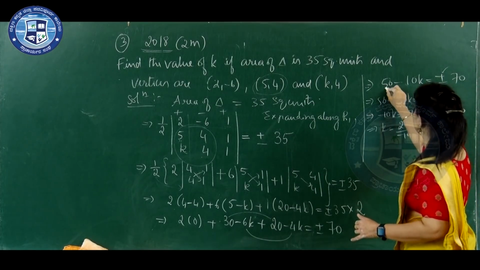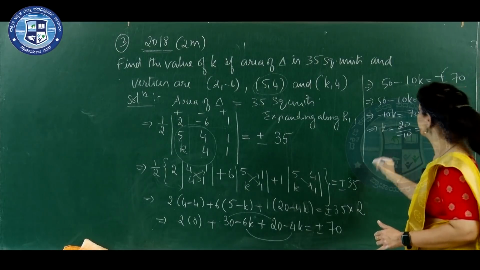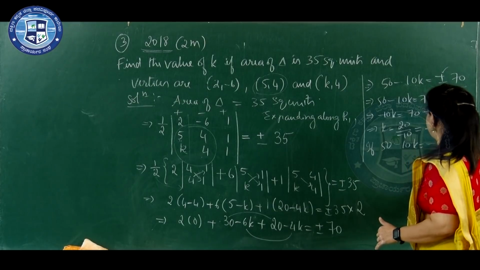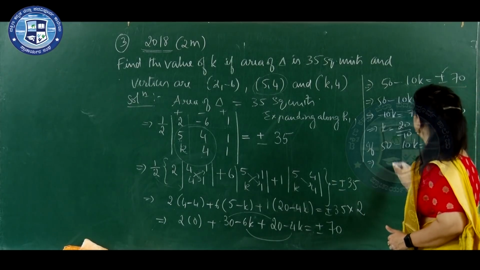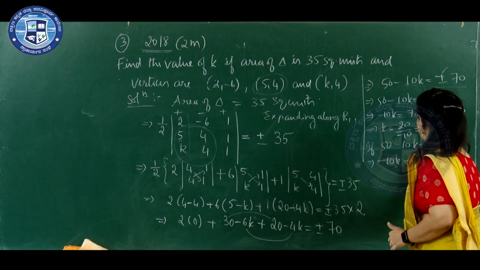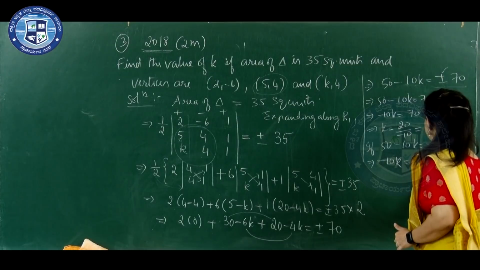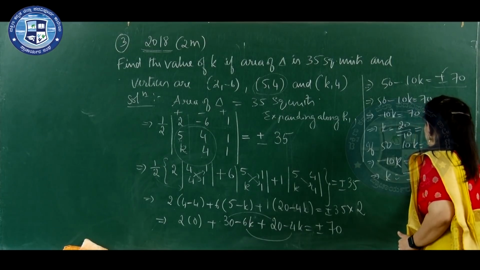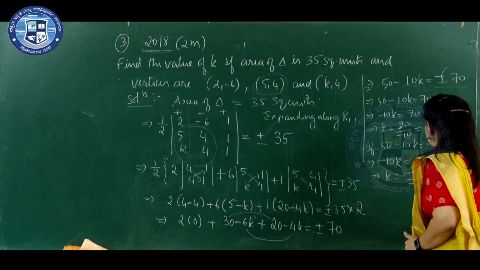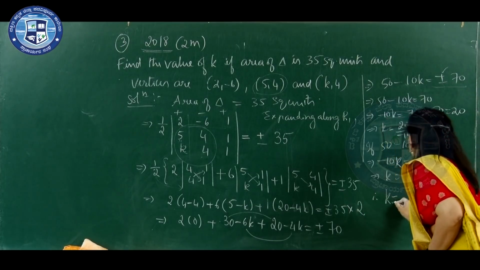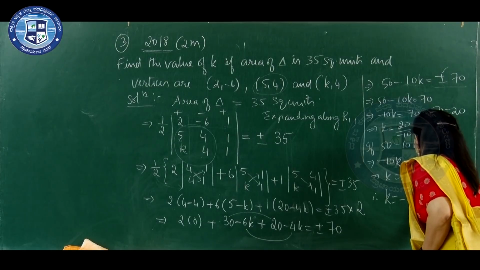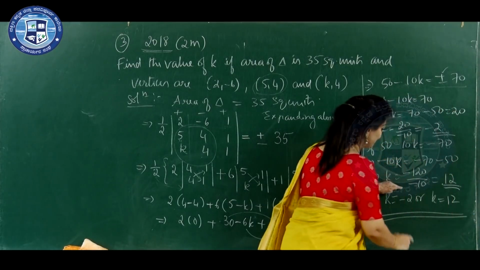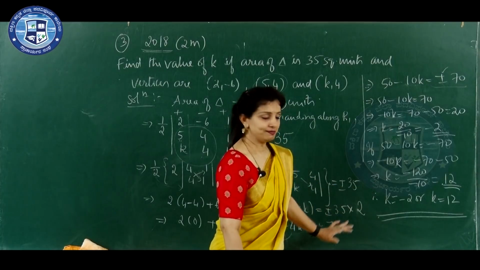Now, we will take 50 minus 10k as minus 70. So, if 50 minus 10k is equal to minus 70, then that implies minus 10k is equal to minus 70 minus 50, or k equals minus 120 divided by minus 10. How much? It is 12. Therefore, write the values of k. k is equal to minus 2 or k is equal to 12 are the values of k. Please make a note of this.